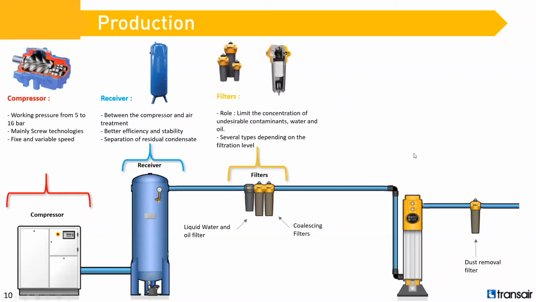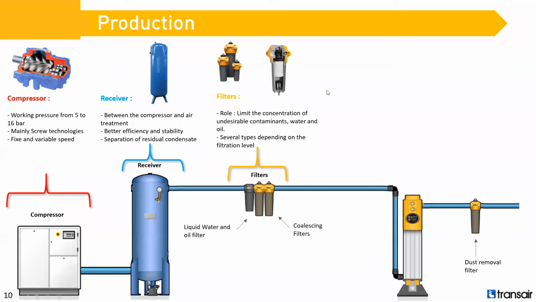Then we're going to go with air treatment. So there are two main elements in the air treatment part. First one being filters. Same really easy role. They are there to limit the concentration of undesirable contaminants like water, oil, but also particles, dust, and also more biological ones like virus, bacteria in some cases. There are several types depending on the filtration level. I'm not going to talk more about them.